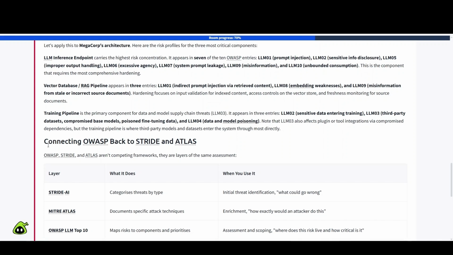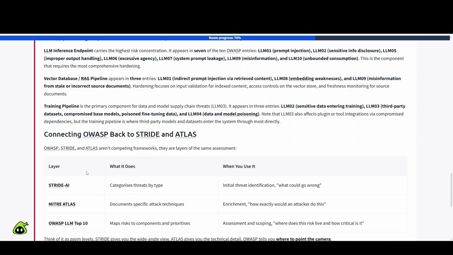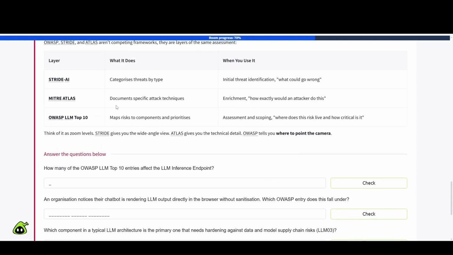Okay, so next is connecting OWASP back to STRIDE and ATLAS. OWASP, STRIDE, and ATLAS aren't competing frameworks. They are layers of the same assessment. Let's take a look at this table. We've got layer, what it does, and when you use it. STRIDE categorizes threats by type: initial threat identification, what could go wrong. MITRE ATLAS documents specific attack techniques: enrichment, how exactly would an attacker do this. The OWASP LLM Top 10 maps risk to components and prioritizes assessments and scoping: where does the risk live and how critical is it?